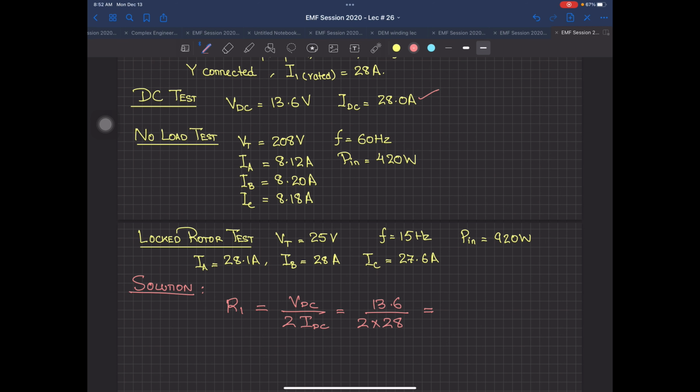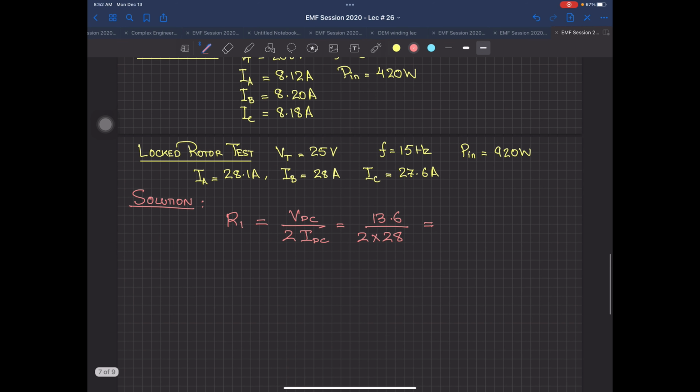Anyone with a calculator, please. So this is based on the DC test which I am doing. So R1 is equal to 13.6 divided by 2 into 28 actually. Please, anyone? 0.242. So actually the book has converted it into 0.243.